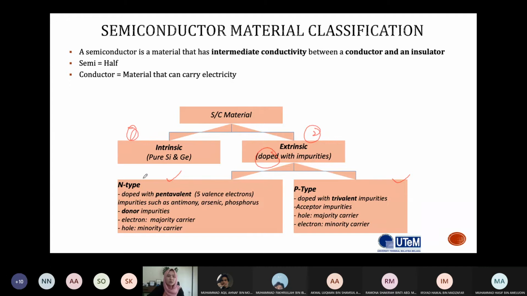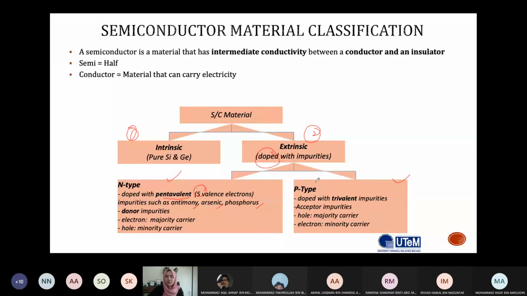To get the N-type semiconductor, the semiconductor material must be doped with a pentavalent material with 5 valence electrons. Examples of pentavalent materials are antimony, arsenic, and phosphorus. We also call these donor impurities. In the N-type material, the majority carrier is the electrons, while the minority is the holes.